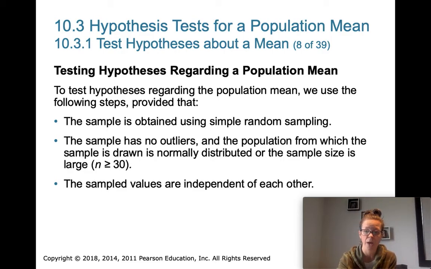And we need the sampled values to be independent of each other. So we need one person's response to not affect another person's response. Like in your project, if you interviewed 2 people at the same time, and the first person gave their answer, and then the second person's like, yeah, I think about the same, I think the same, then those aren't independent of each other, right? So we need our sampled values to be independent.